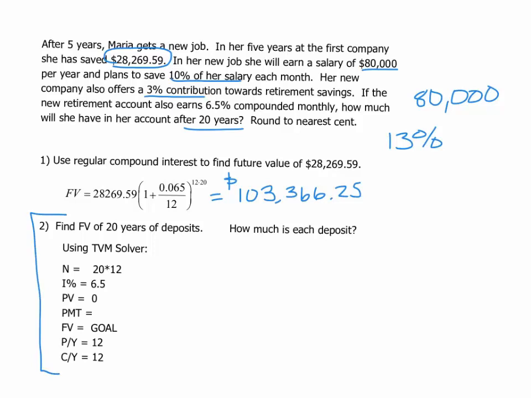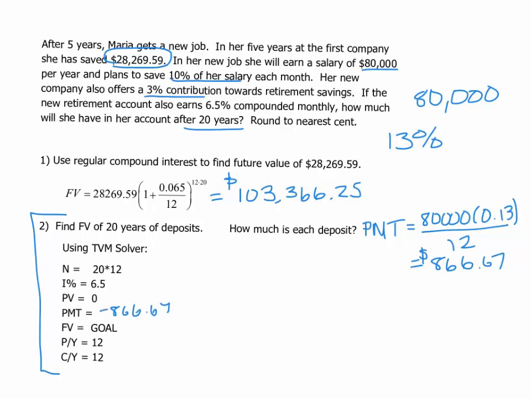For the remainder of her savings, this second calculation is going to be based on the 20 years of additional deposits. We need to figure out how much each deposit is, though, before we move on. She's earning $80,000 a year. She's contributing 13%, so our new payment is going to be $80,000 times 13% divided by 12. So she's going to be contributing $866.67. That's going to be our new payment.